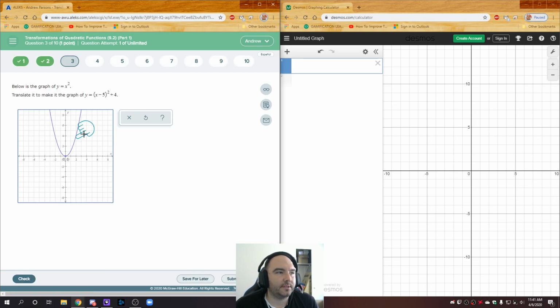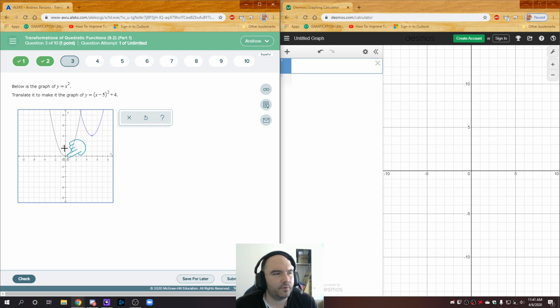Okay, now we're putting it all together. So there's 2 things going on here. We got -5 on the inside and +4 on the outside. Well, the -5 on the inside moves it 5 units to the right, because remember, the insides are reversed, so negative means right, positive means left, and then +4 outside of this means I move it up 4.